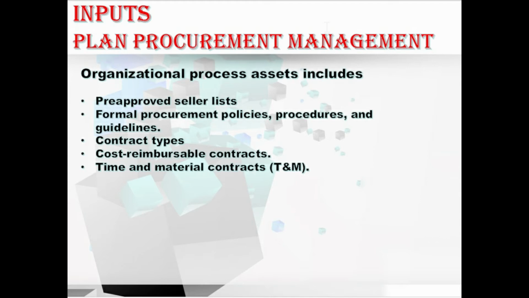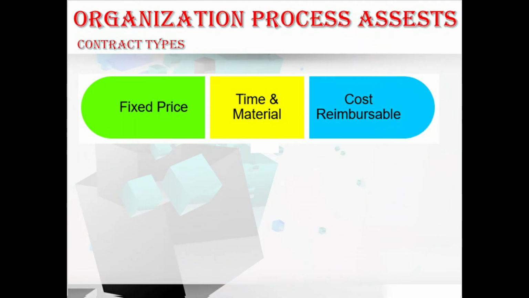Moving to the contract types. All legal contractual relationships generally fall into one of two broad families. Either it's a fixed price or a cost reimbursable contract. Also, there is a third hybrid type commonly used, called the time and material contract, T&M. Okay, we will discuss all these contract types. First, we will discuss the fixed price contract.